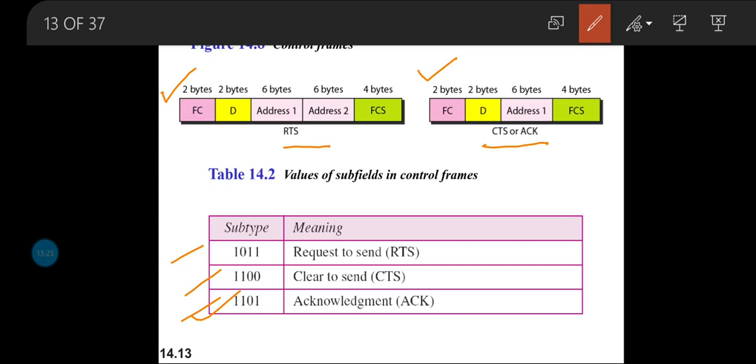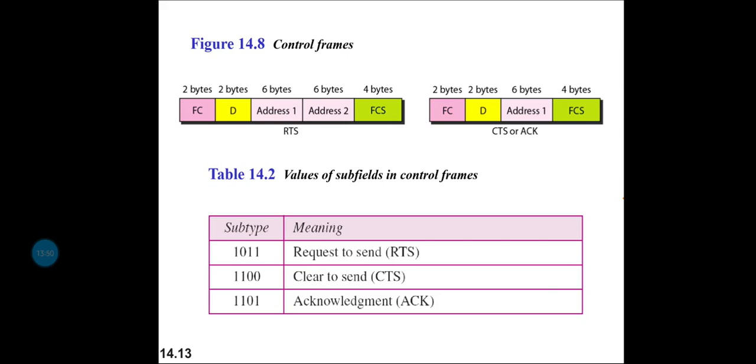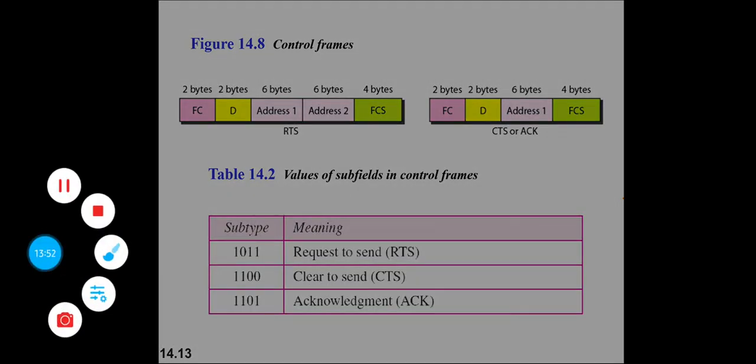Then we have the next type of frames, which is data frames. Data frames are used for carrying data and control information. So whatever data is present will be carried, as well as the control information, which basically means the acknowledgement information will be carried in those data frames. So that is about the control frames and the usage of the control frames.